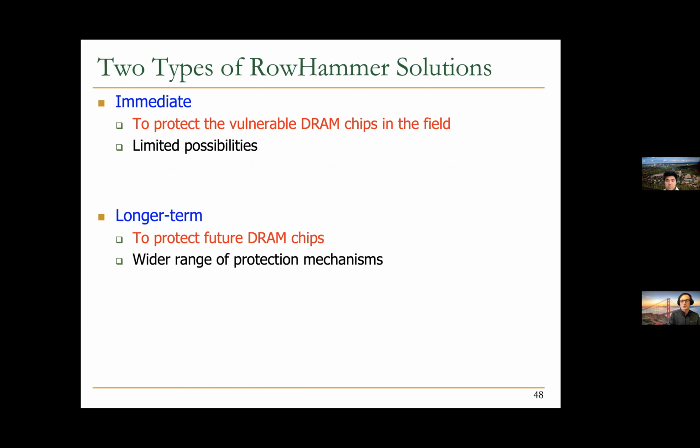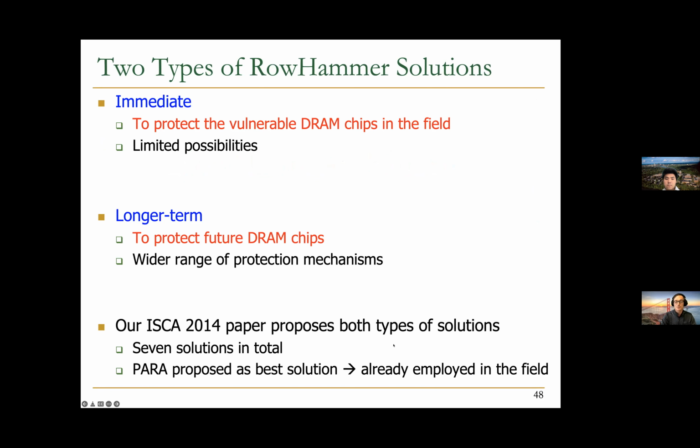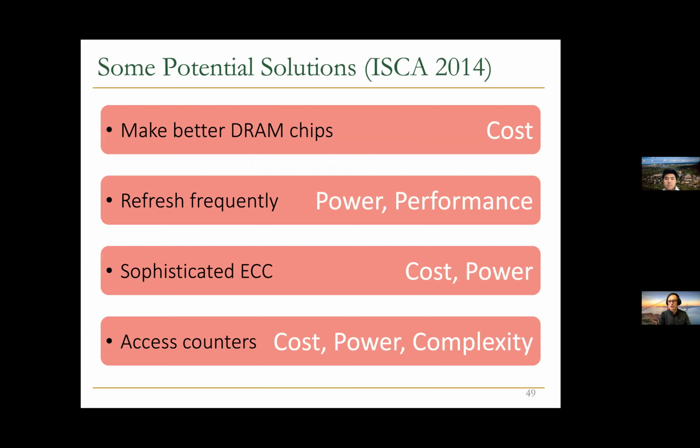What kind of solutions do we want? First of all, clearly, some chips in the field are vulnerable. So we need to immediately protect them. And there are limited possibilities we have. Increasing the refresh rate is one. Longer term solutions need to be more fundamental, I believe. And we should come up with a wider range of protection mechanisms. And in our original paper, we propose multiple solutions. And I will describe one solution that I still believe is interesting, but it needs to be augmented today.